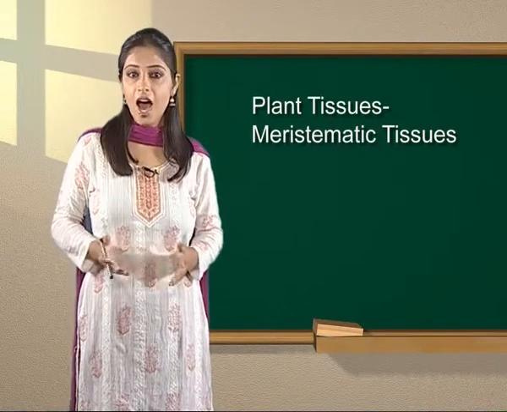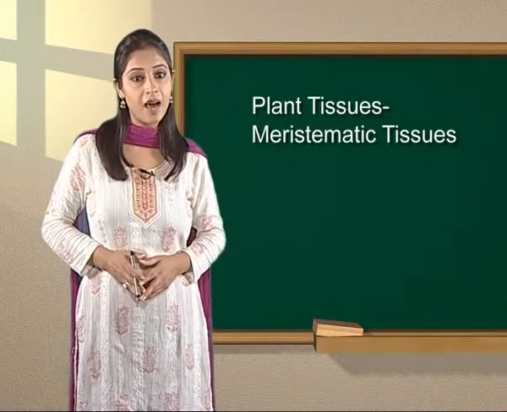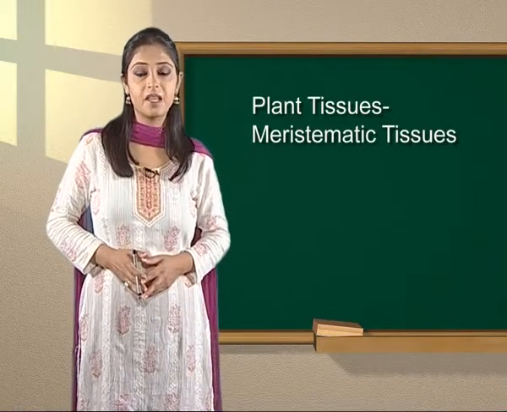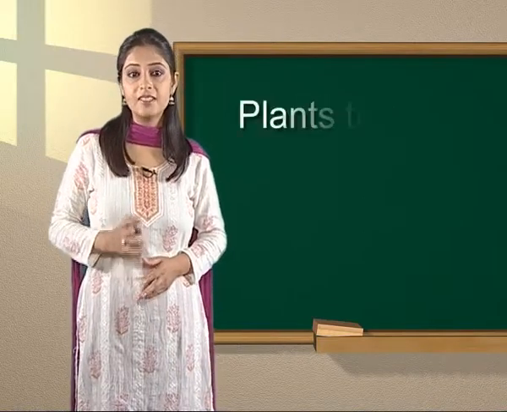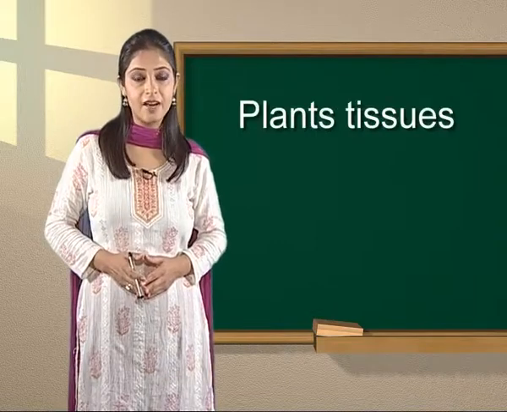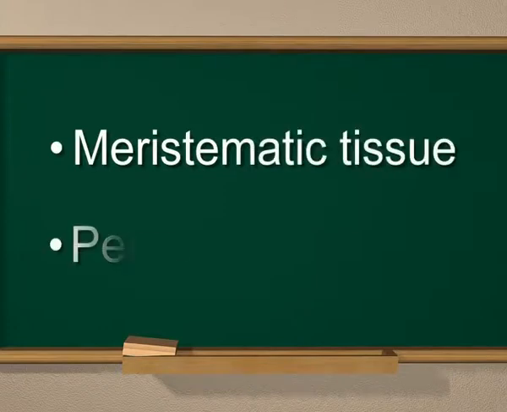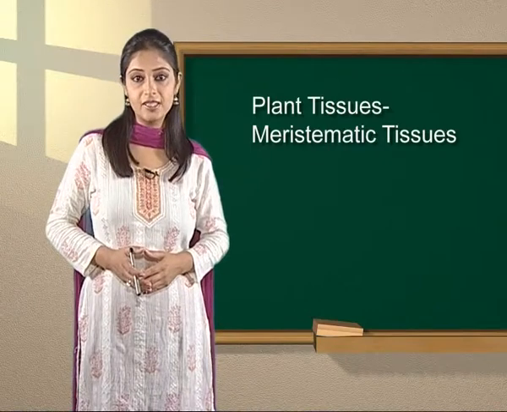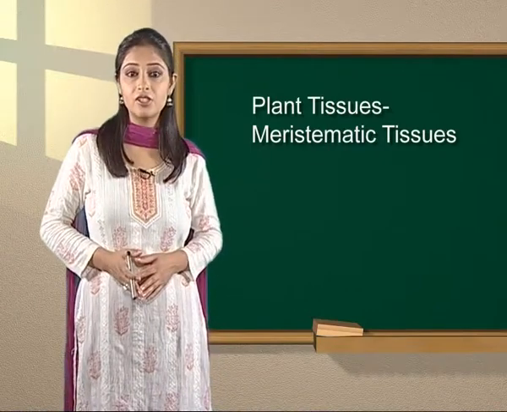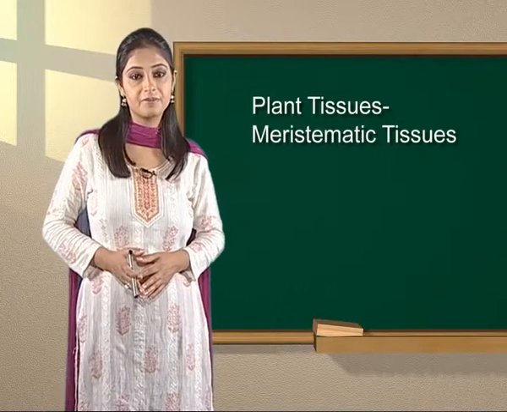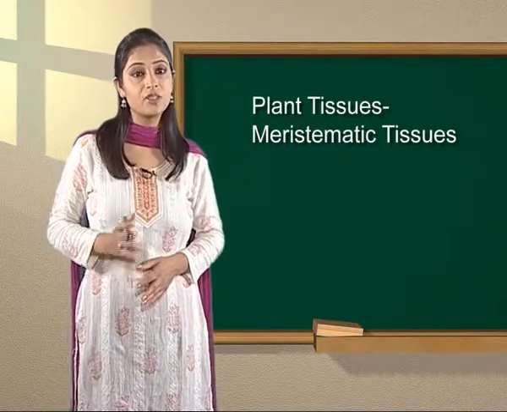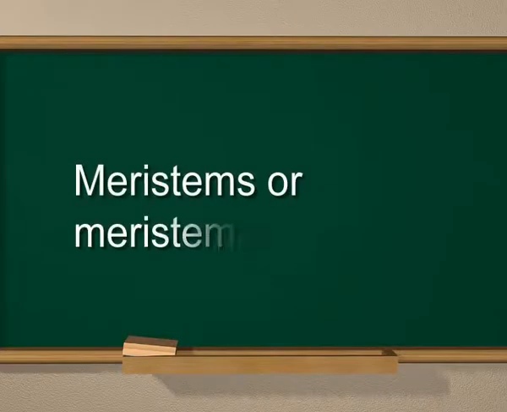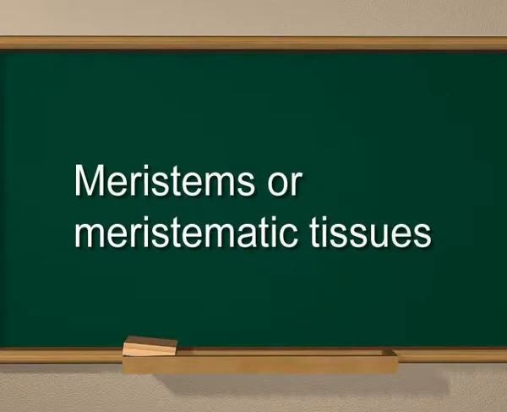Question: how can we broadly classify plant tissues? Answer: the plant tissues are primarily classified into two types, meristematic tissue and permanent tissue. The next question is, which are the growth tissues of plants? Answer: the growth tissues of the plants are the meristems or meristematic tissues.